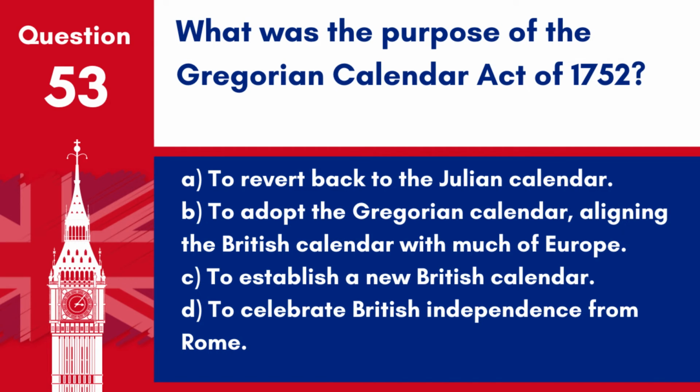Question 53. What was the purpose of the Gregorian Calendar Act of 1752? A. To revert back to the Julian calendar. B. To adopt the Gregorian calendar, aligning the British calendar with much of Europe. C. To establish a new British calendar. D. To celebrate British independence from Rome.